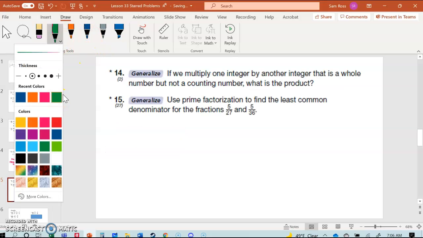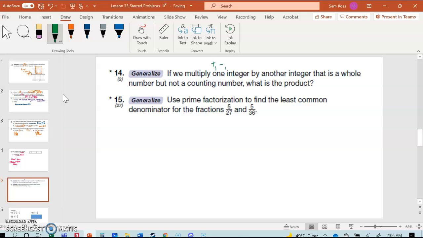Okay. If we multiply one integer, so an integer is a positive, negative, or 0, by another integer, positive, negative, or 0, that is a whole number. Okay, so 0 just got kicked out, but not a counting number. Okay, so 0 is a whole number, but it's not a counting number. So really it's asking you anything times 0 is going to be 0.